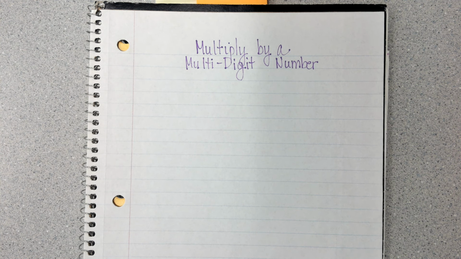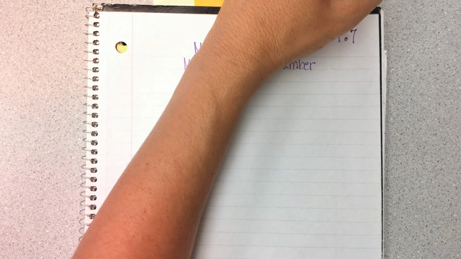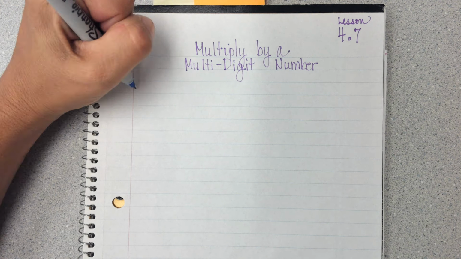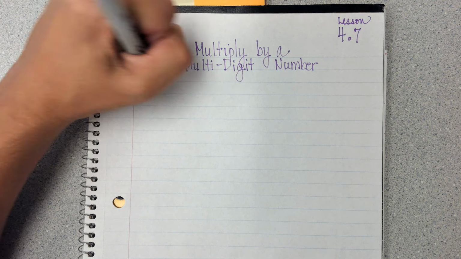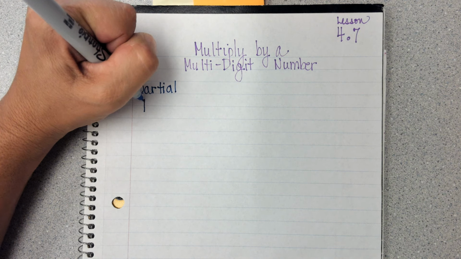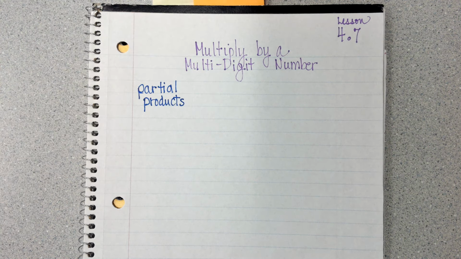We are going to take notes for lesson 4.7. All right. This is a vocabulary word you've already had, so you're familiar with it. Partial products. We are going to start solving numbers that are 3 digits times 1 digit.